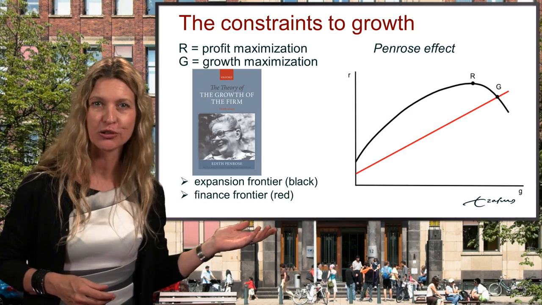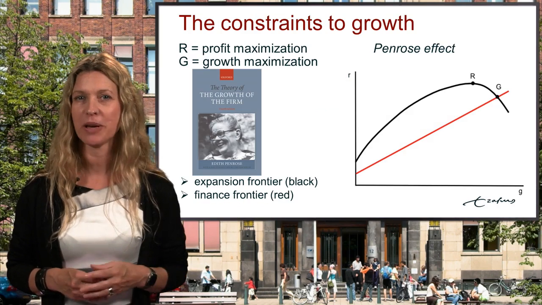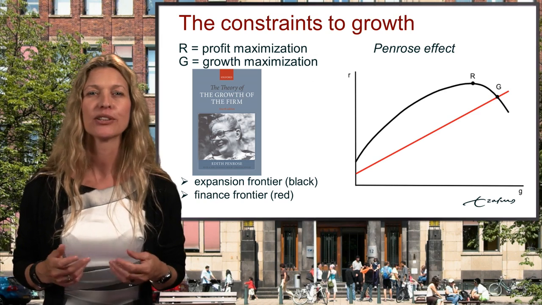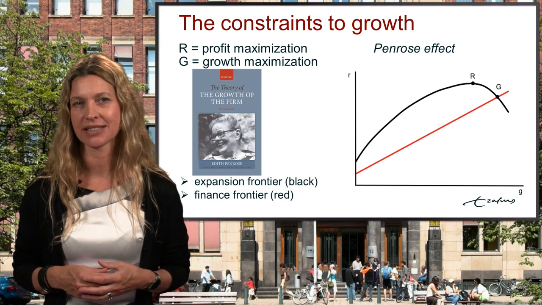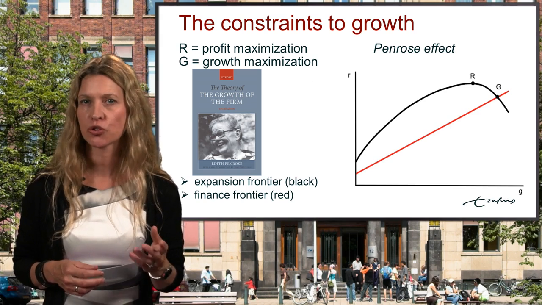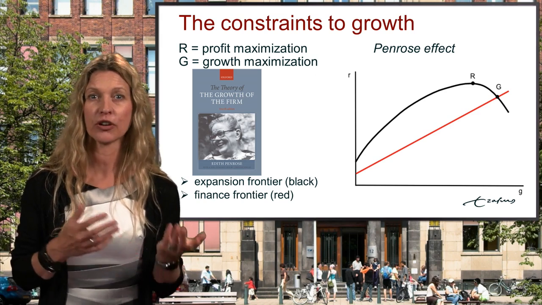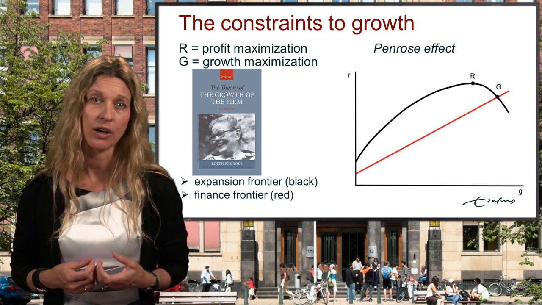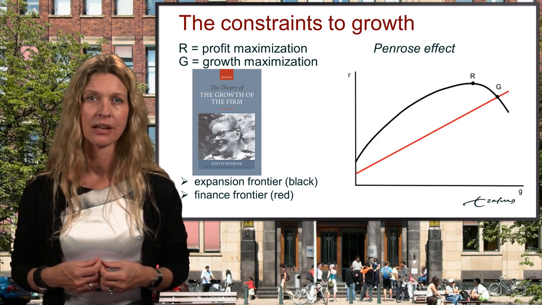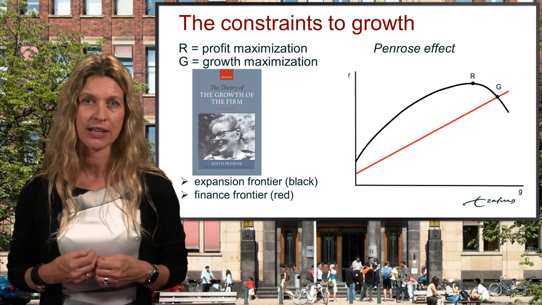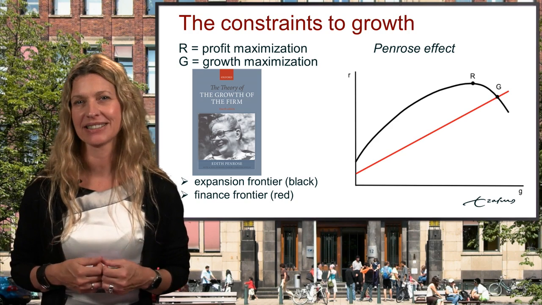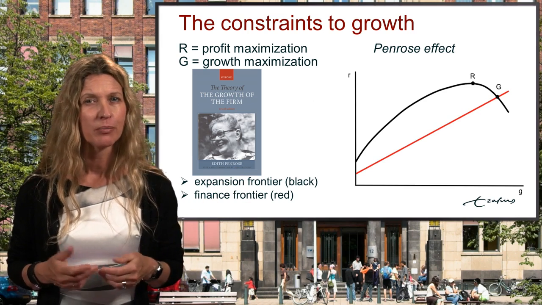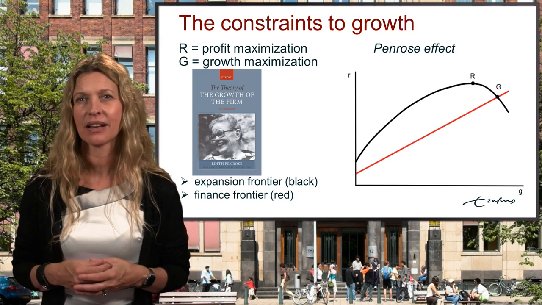The diagram shows the finance frontier and the expansion frontier, with the profit rate on the vertical axis and the growth rate on the horizontal axis. The two constraints to growth, the financial frontier and the transaction cost, bring the profit rate down after a certain firm size. So this is the optimum firm size, where the profit rate is maximized. In the diagram, it's point R.